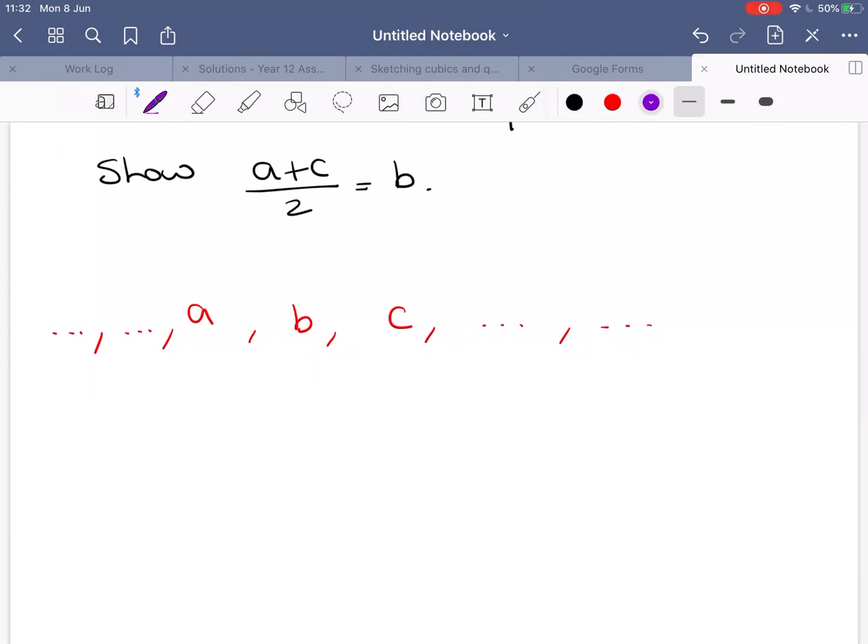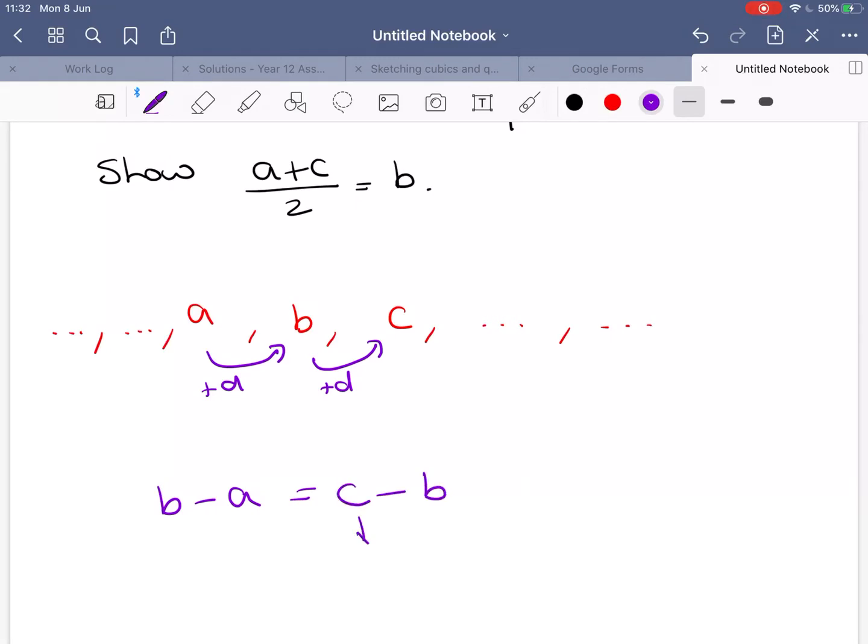But what do I know about arithmetic sequences? I know arithmetic sequences have a common difference. So that means the difference between the term A and B is the same as the difference between the term B and C. Now, how do I work out what that common difference is? Well, the common difference between A and B is just B minus A. That's what I had to add to A to get to the letter B. What's the common difference between B and C? It's just C minus B.